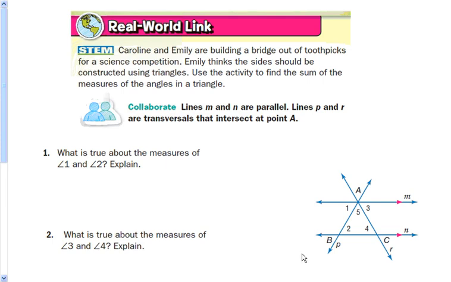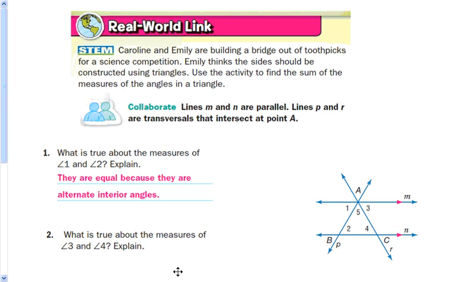Okay? So here's what they want you to do. What is true about the measures of angles 1 and 2? So take a look. Here's angle 1. Here's angle 2. What is true? Okay, so pause it and answer number 1. If you had they are equal or they're congruent because they're alternate interior angles, you are correct. Again, they are alternate interior because they're on the inside, therefore they're congruent.